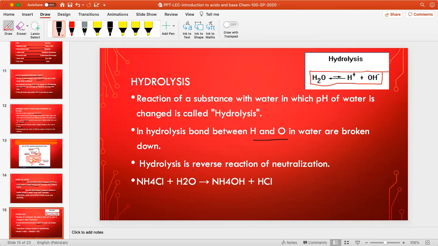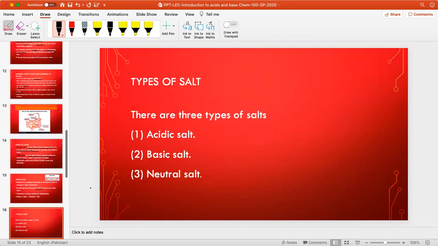What is neutralization? Neutralization is a reaction in which an acid reacts with a base to produce salt and water. So in hydrolysis, that same salt and water react together to give you back the acid and the base. Then we come to the types of salt. There are three types of salts: acidic salt, basic salt, and neutral salt.